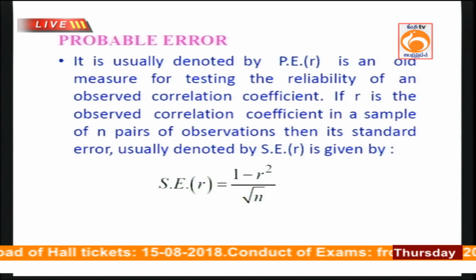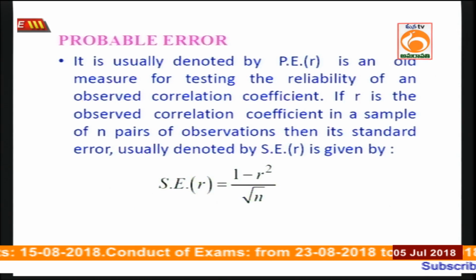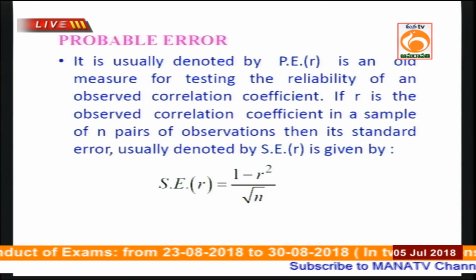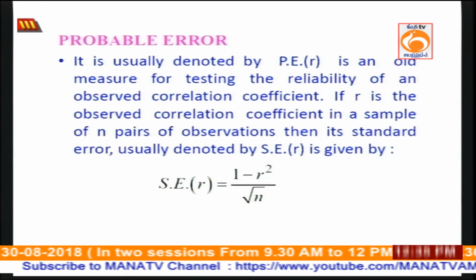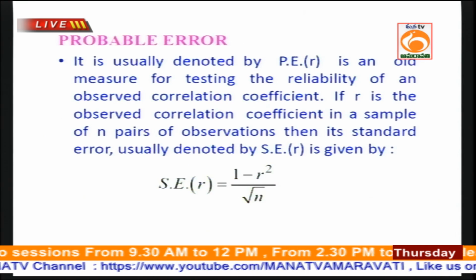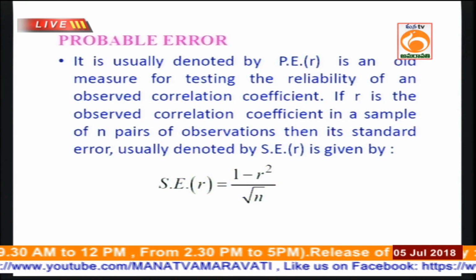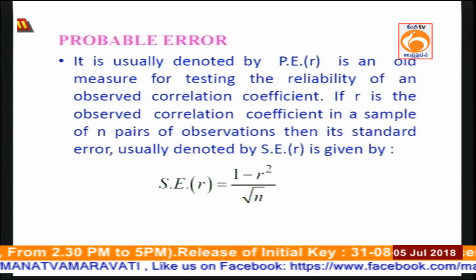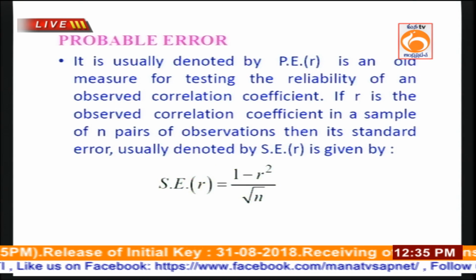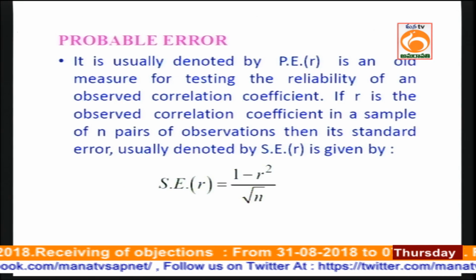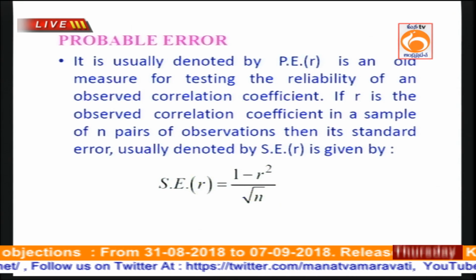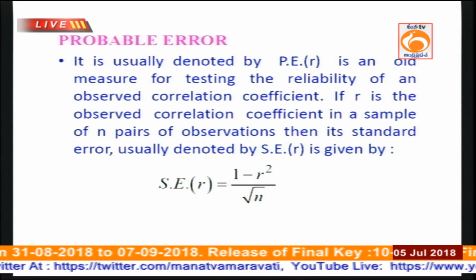X values are there, y values are there, and using the formula we obtain the value of R. Is this R significant? R is the observed correlation coefficient in a sample of n pairs of observations, and the sample is collected from the population. Before finding the probable error, we have to calculate the standard error.